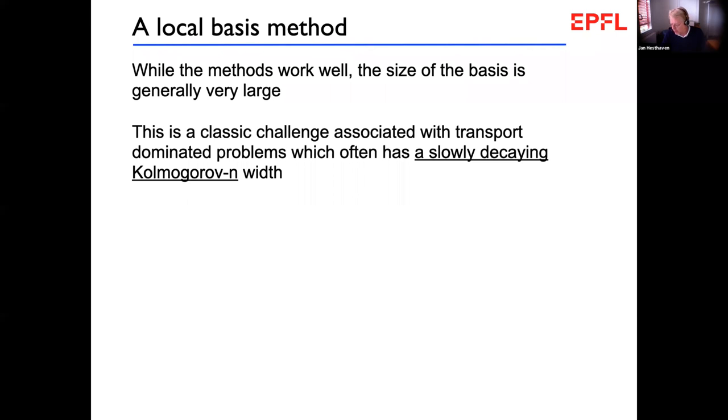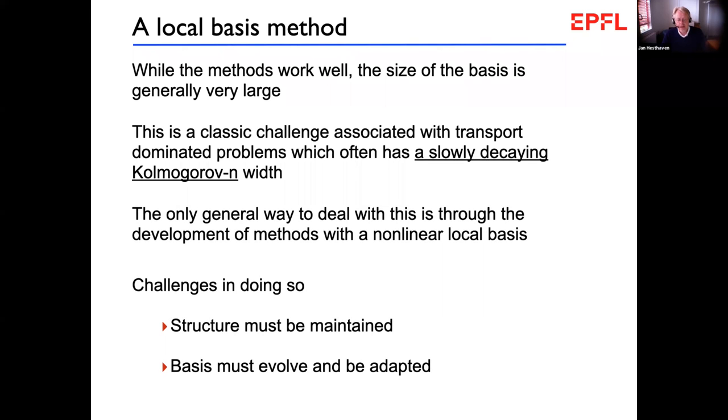So this suggests that we should see if there is a way in which we can, at every time step or every 10 time steps, make sure we have exactly the basis we need. In other words, the basis needs to evolve. And this poses additional challenges, because this means that we want to do everything that we have done so far with the symplectic basis. The structure must be maintained, but at the same time, the basis must evolve. And also the basis must be adapted. In other words, if the basis is too rich, we must shrink it. If it is too small, we must grow it under these constraints.